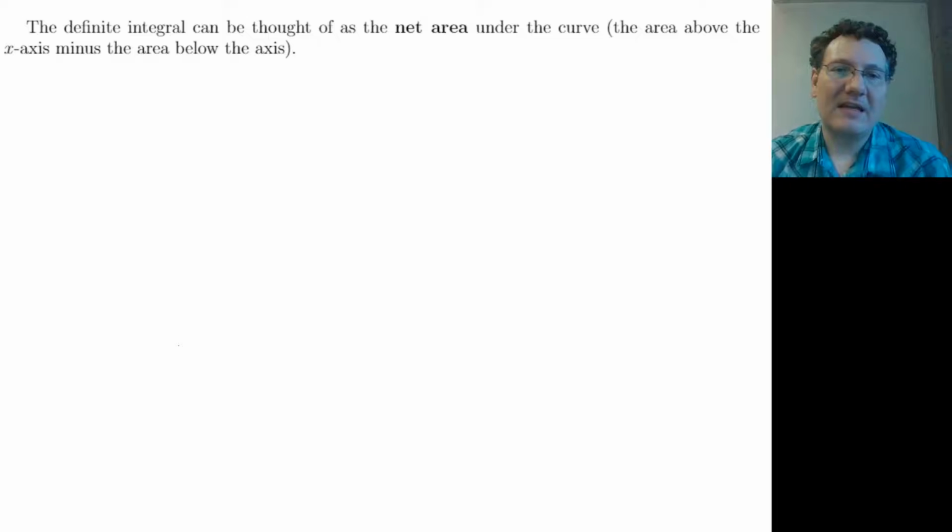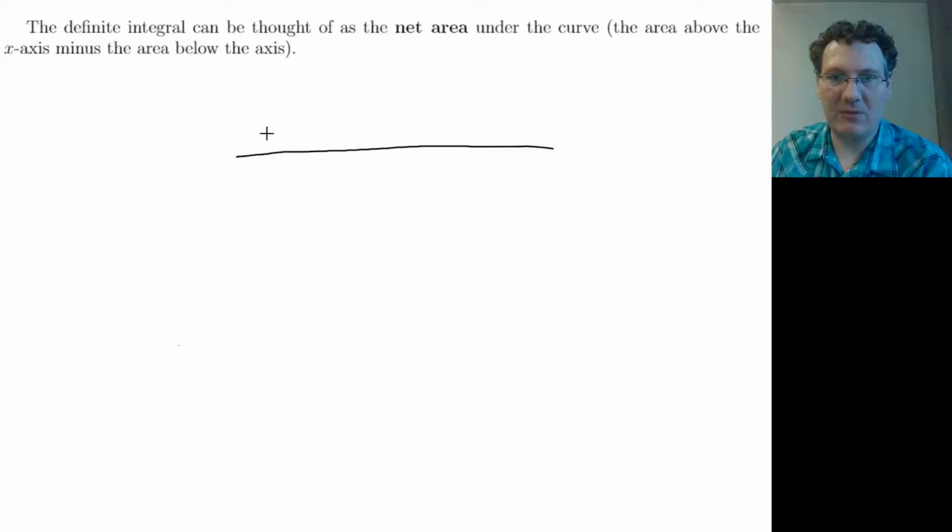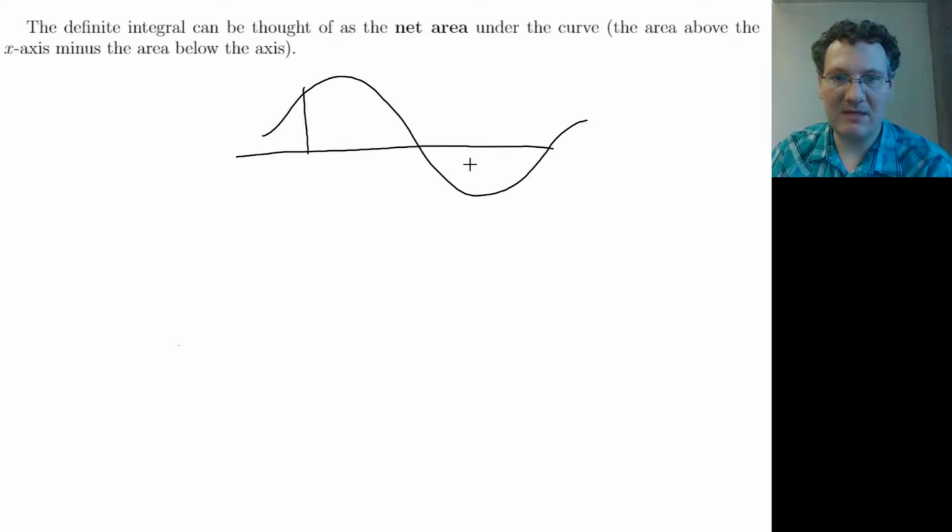So this definite integral, the idea of the definite integral, can be thought of as the net area under the curve between a and b. By which I mean this: if we're doing a definite integral from a to b, this area is added and this area is subtracted. That gives you the net area.